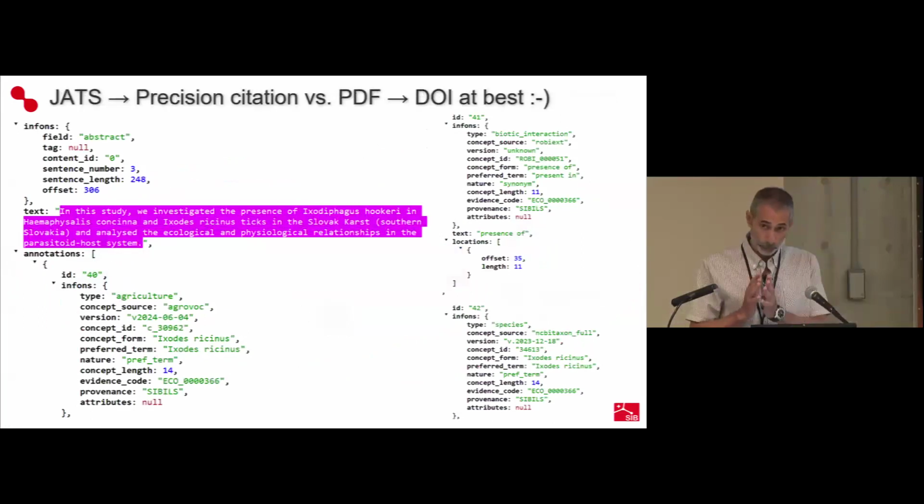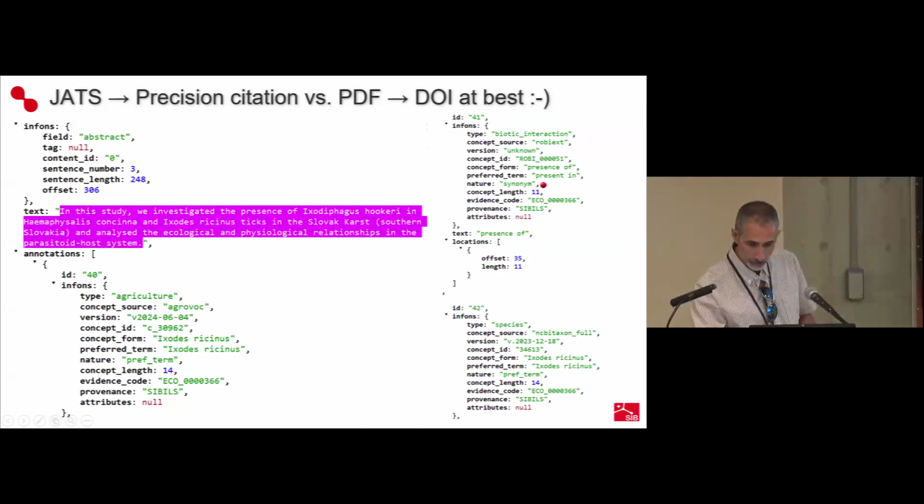So to show you what it means, if I have a paper or an abstract or anything, and you have this text here, then I can say, if you look at this Ixodes ricinus here, a tick, which can be a vector of many diseases, then you see that we can say that in position 14 of this particular sentence, which has a certain ID within this database, we have an AGROVOC concept, and this is the ID of the AGROVOC concept.